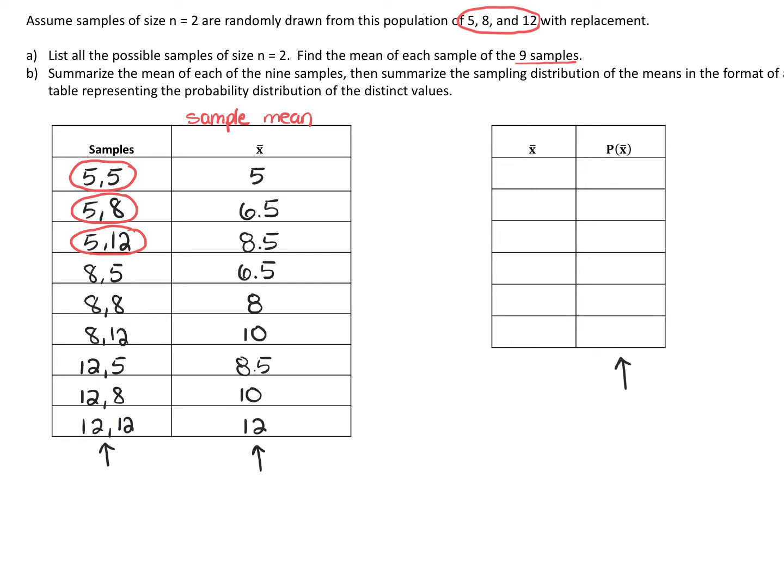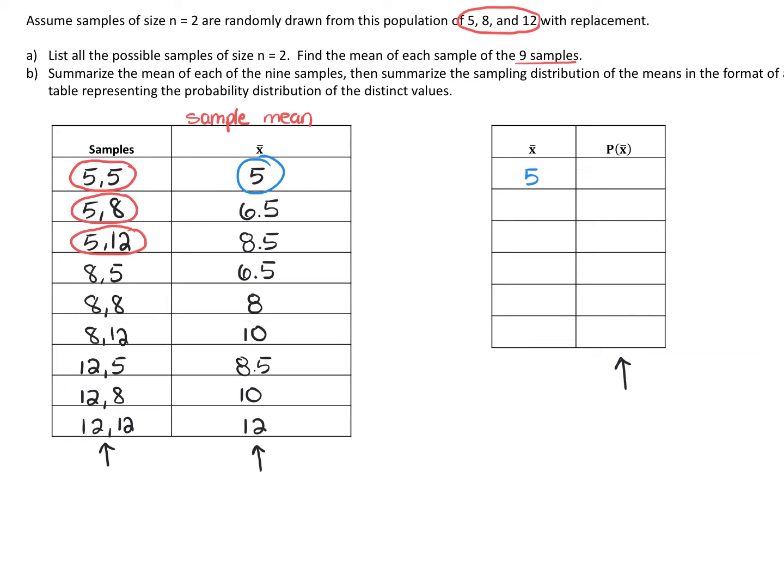Let's summarize the mean for each of the 9 samples and then create a sampling distribution for those sample means in the form of a table. So if we take a look at all the potential sample means, we can see that we could get a sample mean of 5. So I'm going to go ahead and write that down as a sample mean for our sample size of n equals 2.